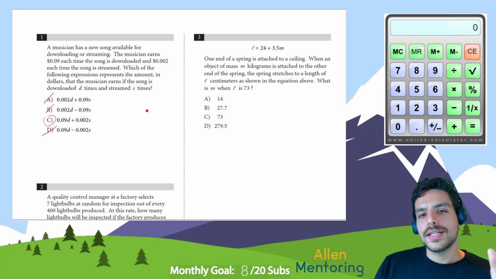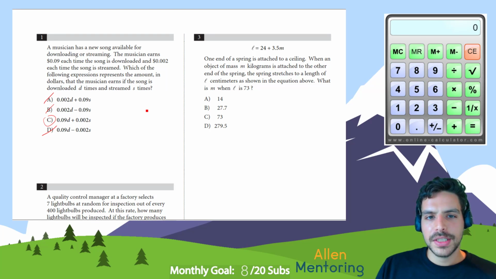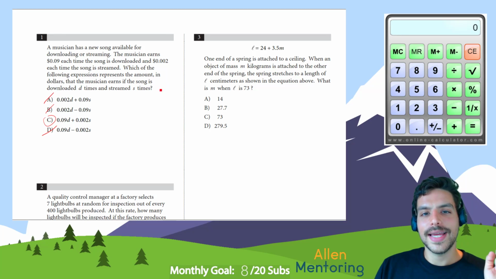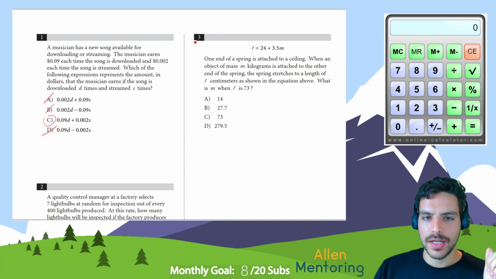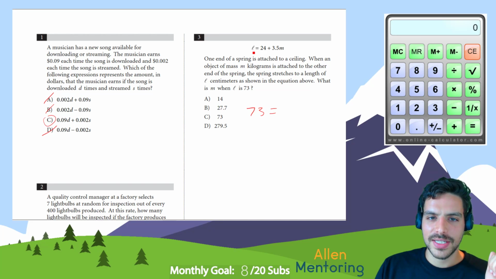One end of a spring is attached to a ceiling. When an object of mass m kilograms is attached to the other end, the spring stretches to a length of L centimeters, blah, blah, blah. What is m when L is 73? So that is the key question. When L is 73, and I'm replacing L with 73, what is m going to be equal to?